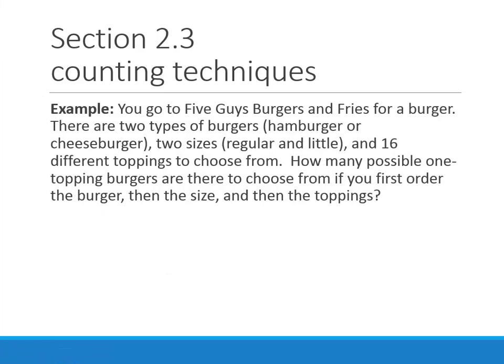So let's do a quick example. Maybe there are Five Guys fans in here, but if you go there for a burger, suppose there are 2 types of burger: you can get a hamburger or a cheeseburger, 2 sizes, regular and little, and 16 different toppings to choose from. So how many possible 1-topping burgers are there to choose from if you first order the burger, then the size, and then the topping? So we have 3 things we want to choose here, right? We need to figure out what burger we want, the size, and then the topping. So this will be a 3-tuple.